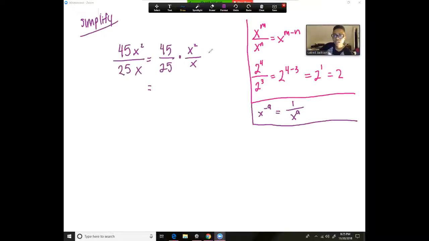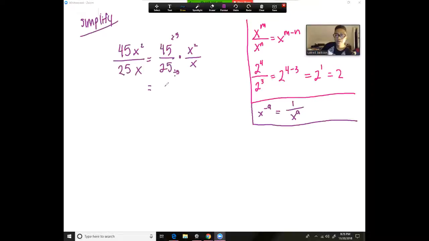So let's look at the numbers first. 45 over 25. 25 is not a direct factor of 45, so we can't just divide it out. But we can simplify it. I see 5 in the ones place of both of those numbers. So that means that 5 is a factor of both of those numbers. So let's divide out by 5. If we divide by 5 here and divide by 5 here, 45 divided by 5 is 9.